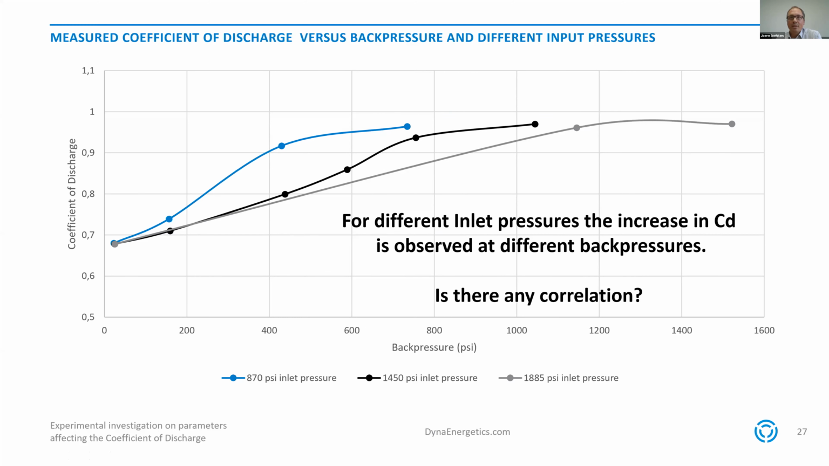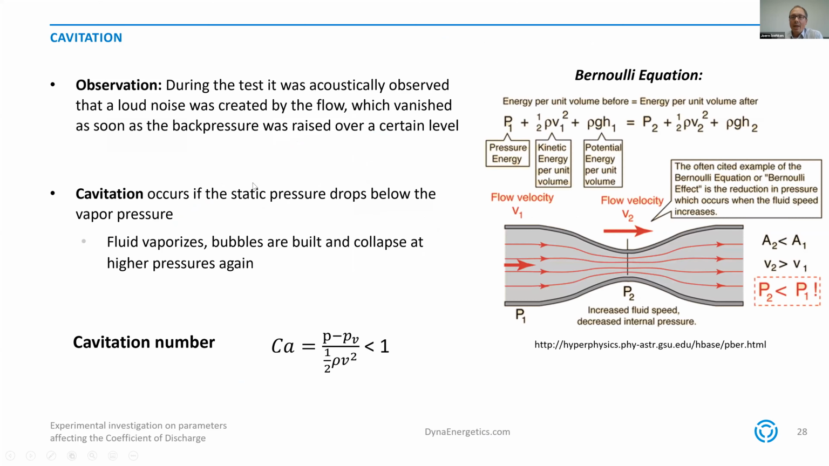And when we discussed that, we thought of an observation we made during the testing. At the very beginning, where we had ambient back pressure, the setup was very loud. And as soon as we closed the choke and established the back pressure, this loud noise was vanishing. And during the discussion, it came up that this can be due to cavitation. Cavitation means that your fluid is vaporizing locally. You have gas bubbles which build up and then later on collapse again. And this makes this high noise.